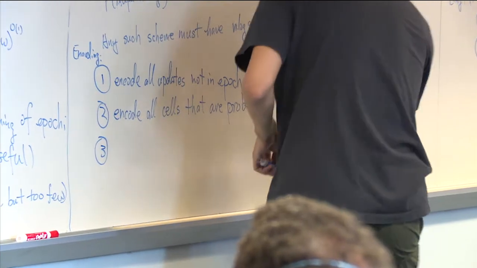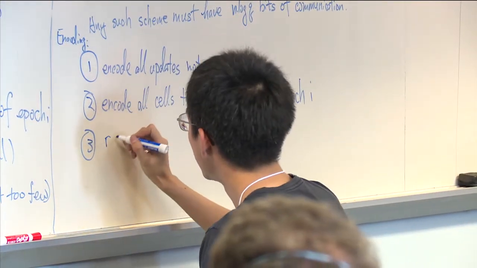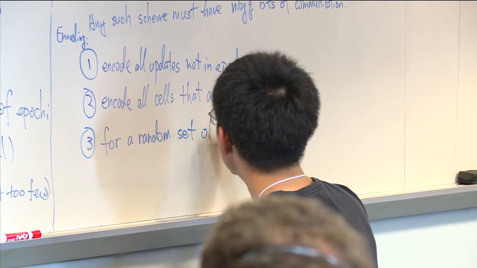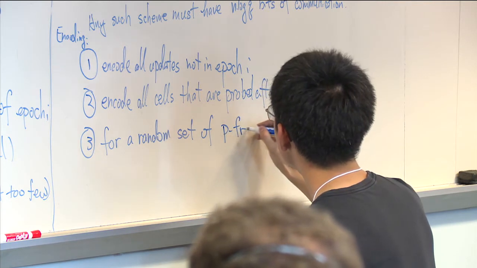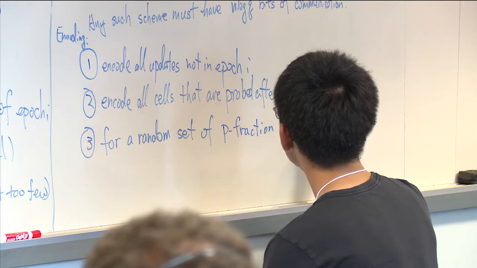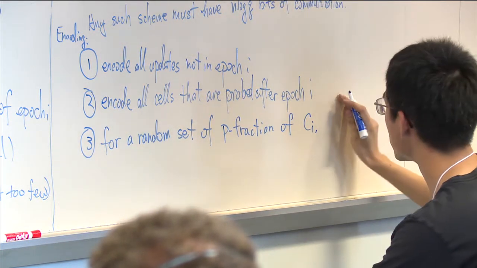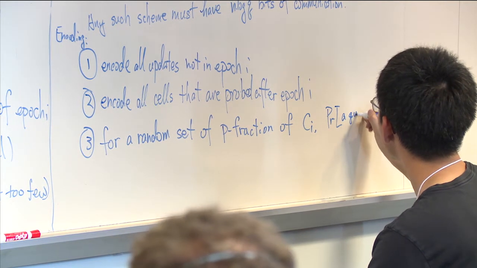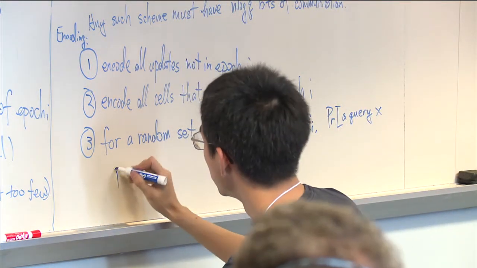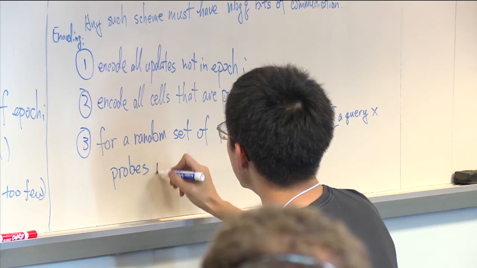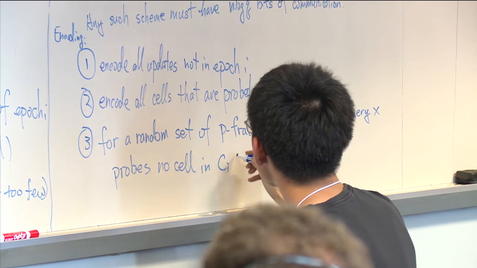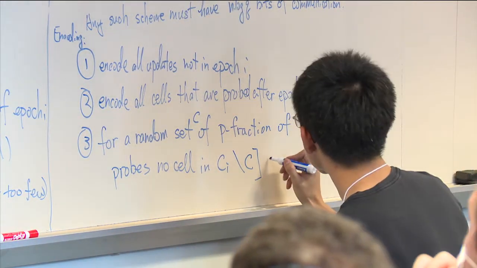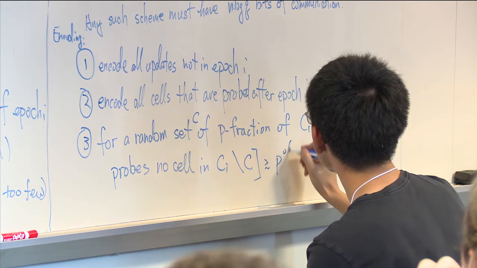Okay, we're going to use this later, but let me first erase it. So for a random set of p fraction of Ci, if there's a data structure that violates this bound, then that means the probability that a query x probes no cell in Ci minus C, let's call this set C, is going to be at least roughly p to the little o of log n over log n.